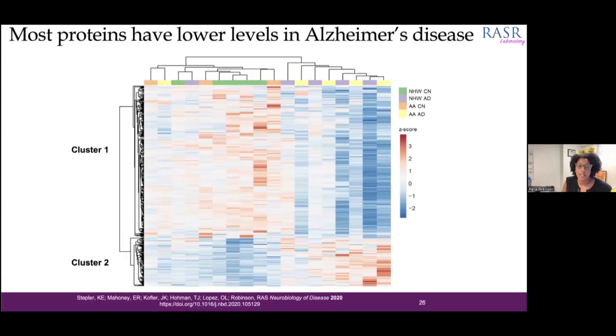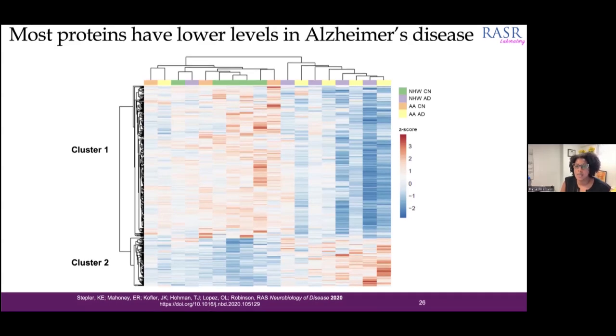If you look at the data in a different way, here's a heat map that allows you to see how protein levels across each row cluster from the different participants, which are the different columns. We had two major clusters here. The first one shows that most of the proteins that were different in hippocampal tissue were lower in expression in people with Alzheimer's disease. And there was a smaller group of proteins that had the reverse trend.